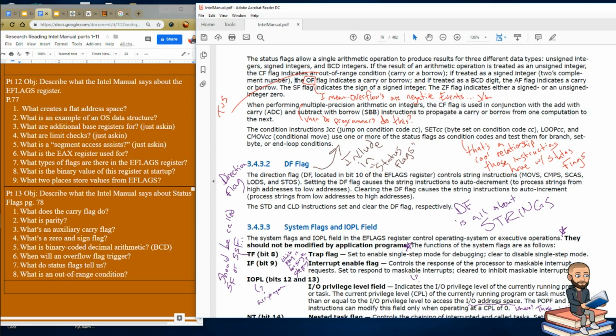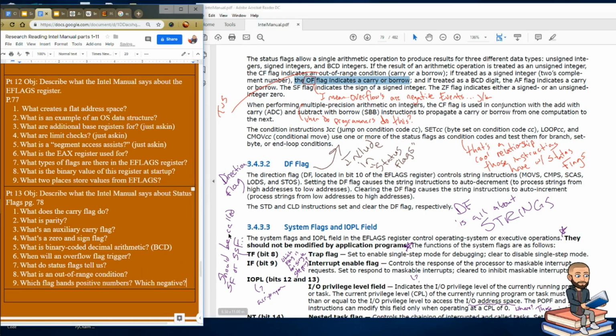Yeah, either way, if treated as a signed integer using, of course, 2's complement, there are a lot of videos on YouTube talking about that if you need to better understand 2's complement. But if we're talking about a signed integer, a negative number, the OF flag indicates a carry or borrow. So that's the overflow flag. Alright, so overflow flag for negative numbers, CF or regular carry flag for positive. Really good question there.